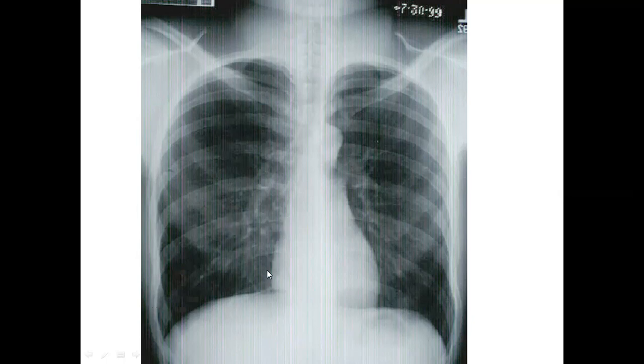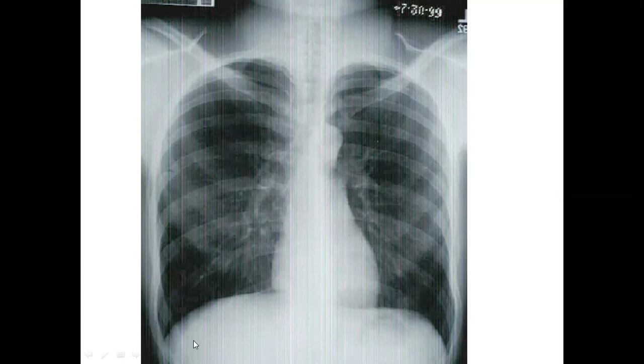So these are the borders of the heart: right border, left border, inferior border, and then this is the base of the heart. This is the aortic knuckle. The cardiophrenic angle is this. Cardio is heart and phrenic means diaphragm. Hence this is the right cardiophrenic angle, and this is the left cardiophrenic angle.